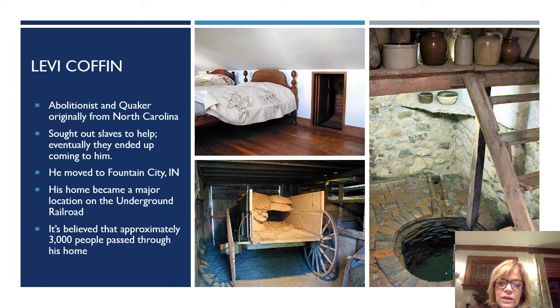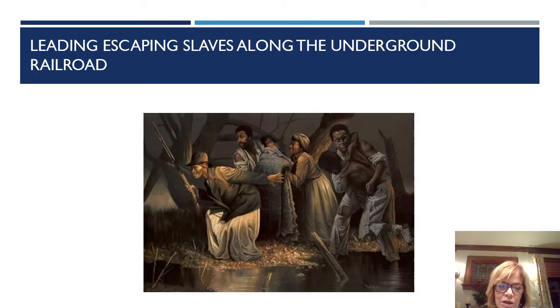Then he ended up moving to Indiana, and his home was a center where people knew by word of mouth that you could go here to get safe passage. And even though his neighbors didn't also house these passengers, they helped. They provided supplies and everything else within the Quaker community. And it's believed that about 3,000 people passed through his home on their way to safety and freedom. Okay, so here's an image of a painting of slaves escaping in the night.